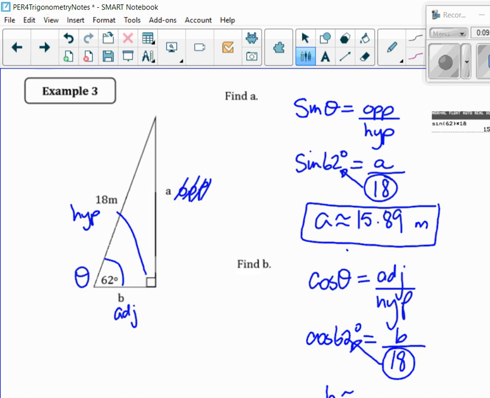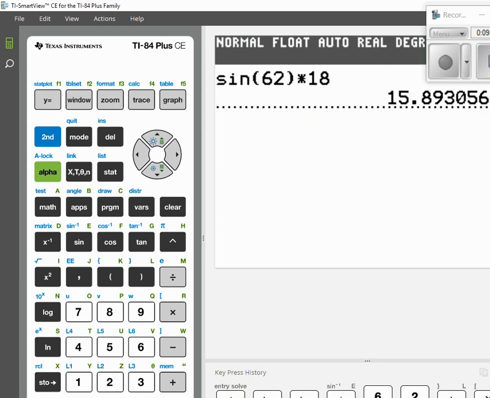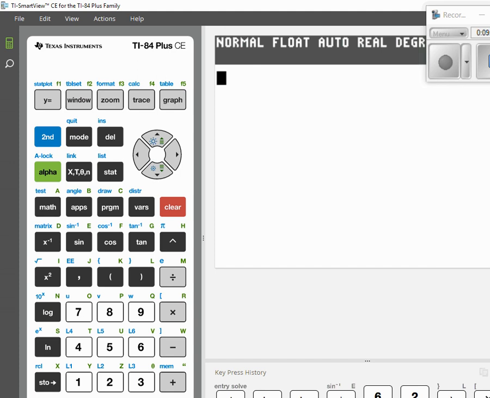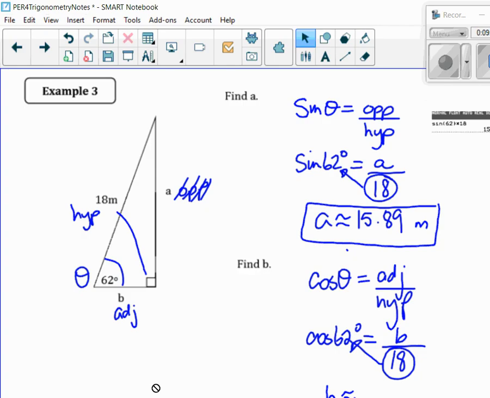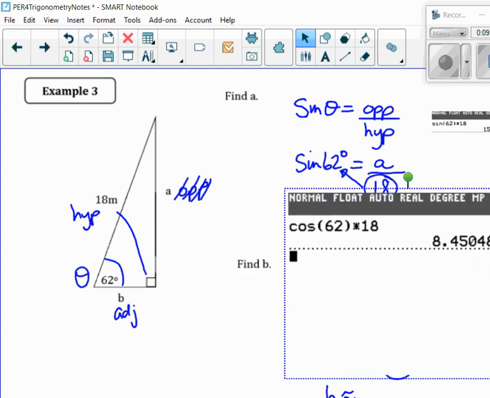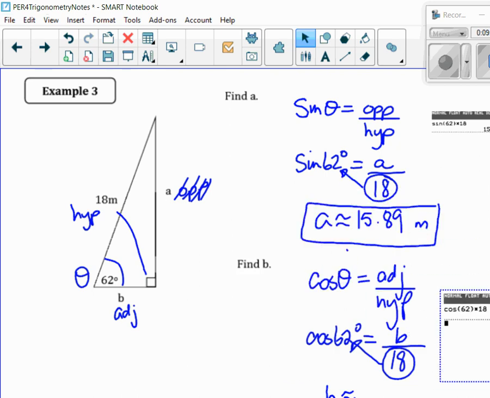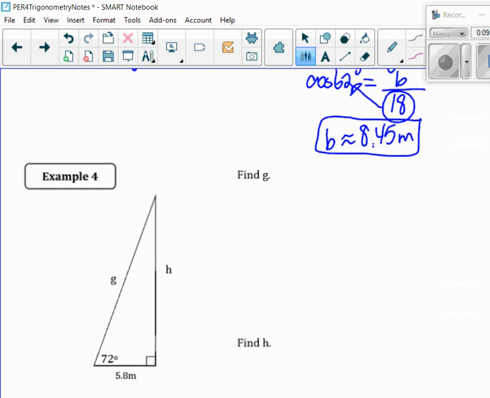Pretty easy. B is approximately, so we're going to punch this in. So this is cos of 62 degrees times 18. So is that what you got? Yeah. So again, approximately, so we do the little wavies to show that it's not an exact value. So this is 8.45, and again, that would be meters. All right. What do you think? Yep. Okay, so let's go to example 4.